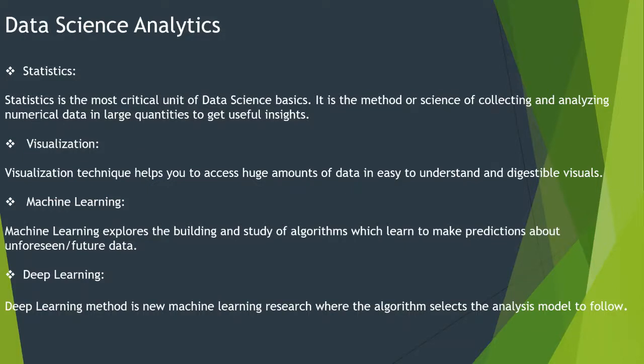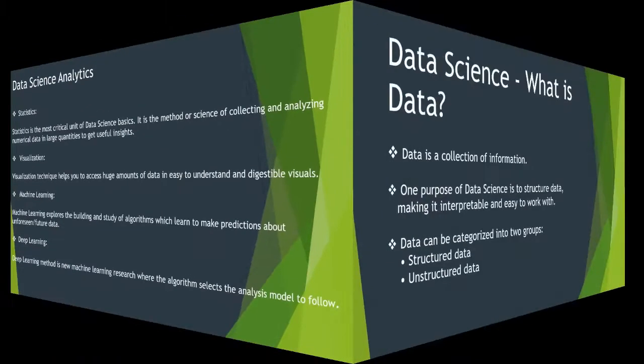Deep learning. The deep learning method is new machine learning research where the algorithms select the analysis model to follow. As I said before, machine learning will help us find the right customers for our business. That is what is meant by deep learning. And then the next one is data science.